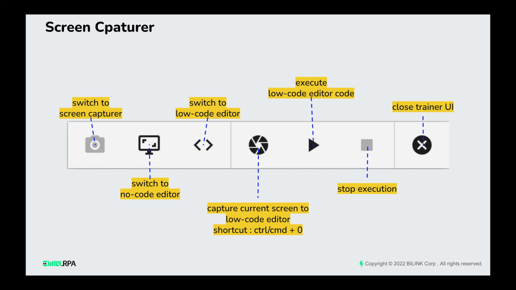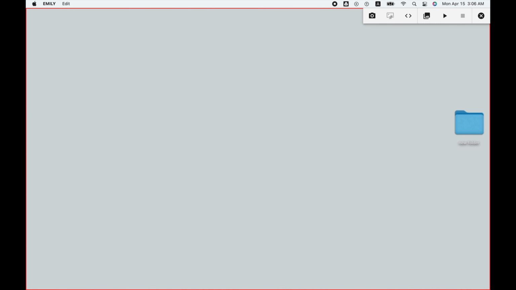Let's try pressing the shutter button to take a screenshot of the current screen into the No-Code Editor. When you press the shutter button, you will see the Trainer UI will disappear and reappear, which means the screenshot is successful. You can also press Ctrl+0 or CMD+0 to take a screenshot. After the capture is successful, we can switch to the No-Code Editor interface to view it.